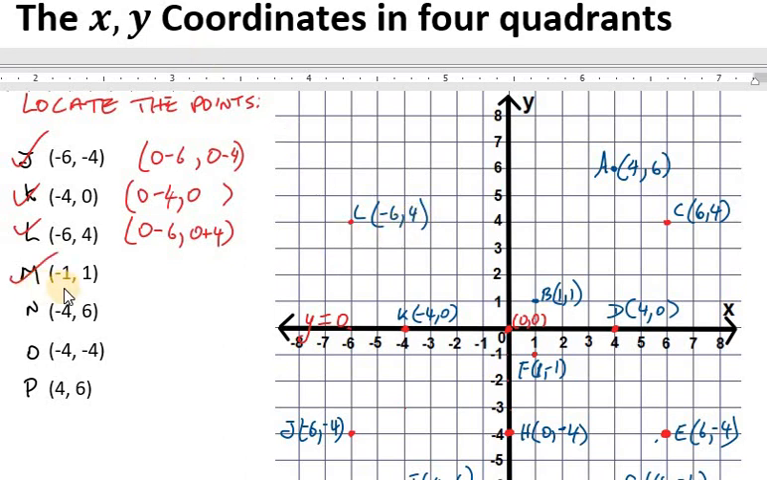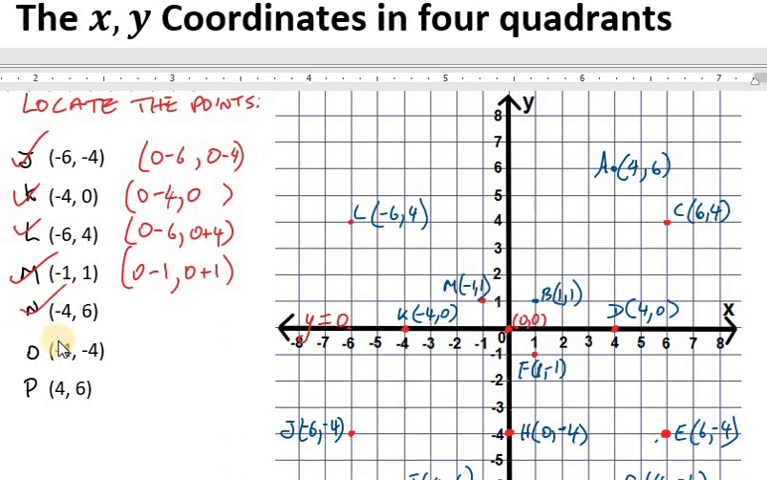Location of M is (-1, 1). Again, from the origin, we move 1 unit to the left in terms of the x-coordinate. And in terms of the y-coordinate, we add 1. We go 1 unit upwards. So 1 unit to the left and then 1 unit upward. That's where point M will be. And so point M will be (-1, 1).